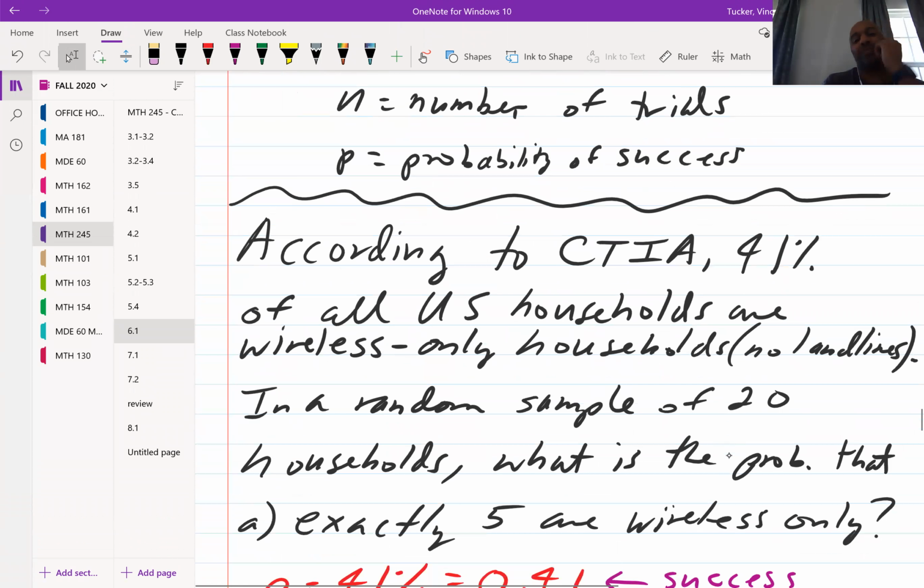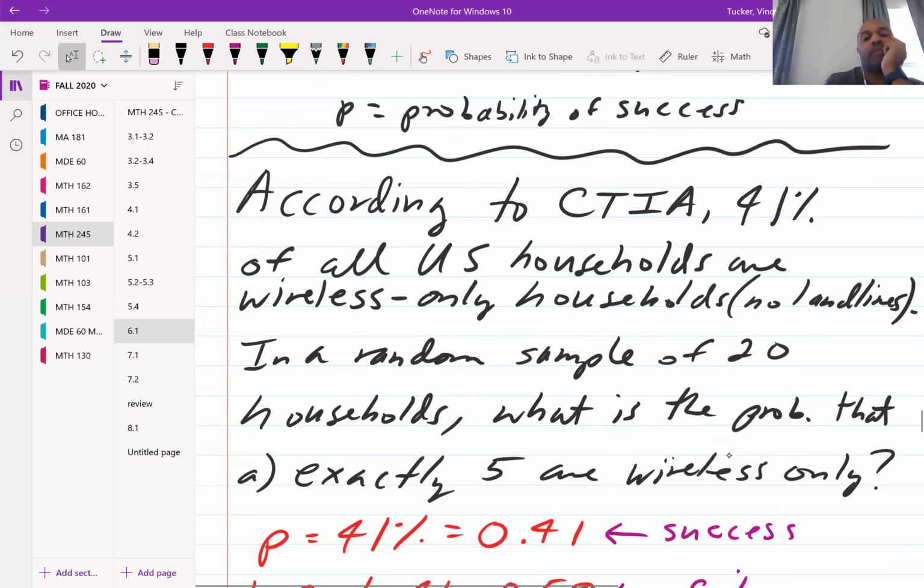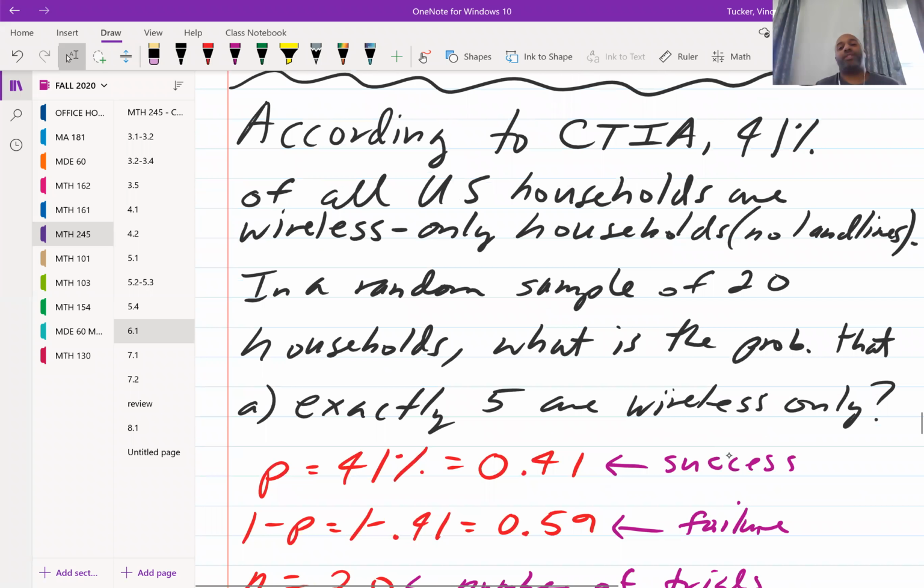All right, so let's look at a problem that talks about how to use that. According to CTIA, 41% of all US households are wireless only households. That means no landlines. In a random sample of 20 households, what is the probability that exactly 5 are wireless only? A is saying 5 are wireless only. I'll give you a chance to write that down before we look at the given information.